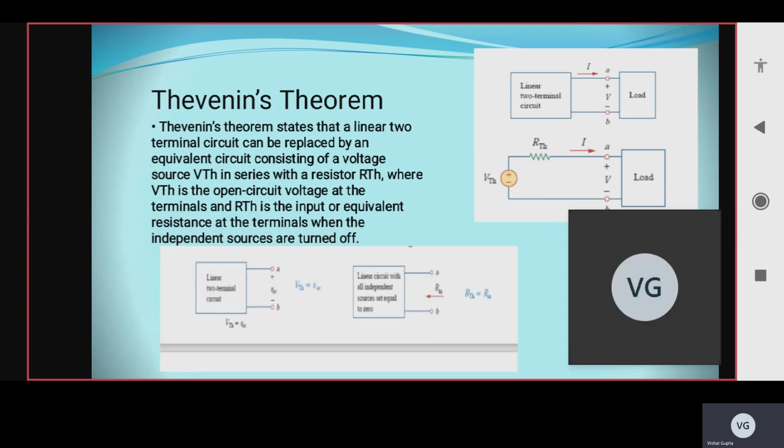Thevenin's theorem says that a linear two-terminal circuit can be replaced by an equivalent circuit consisting of a voltage source VTH in series with a resistor RTH, where VTH is the open circuit voltage at the terminals and RTH is the input or equivalent resistance at the terminals when the independent sources are turned off. So here are two photographs of how Thevenin's theorem works, given below.